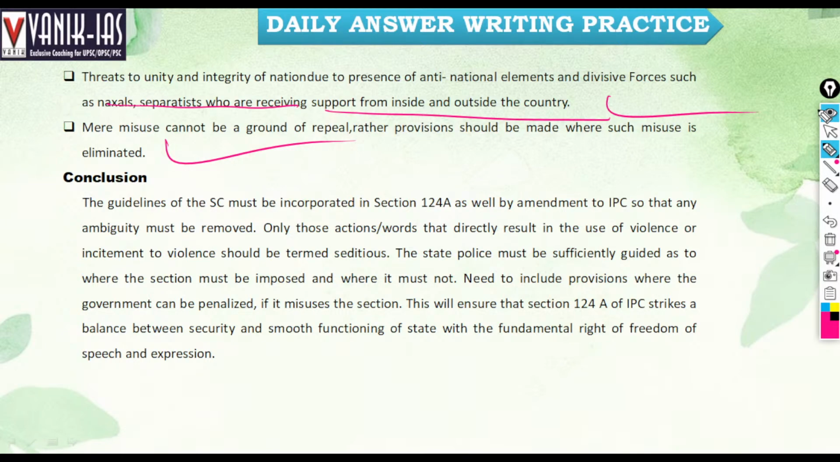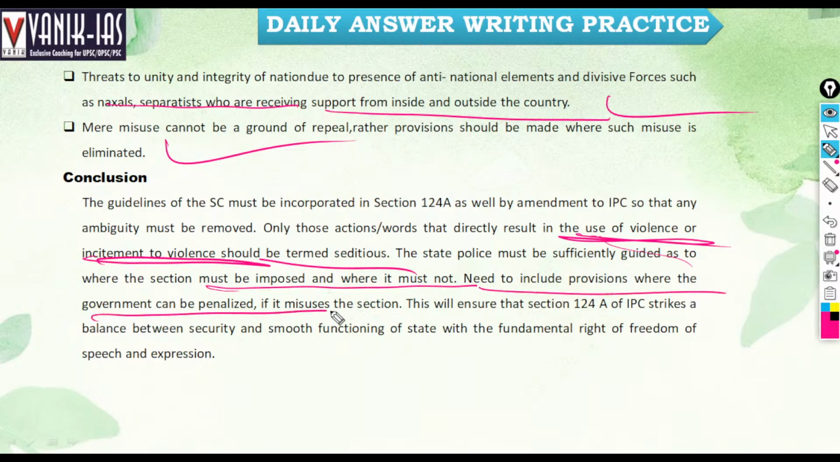Section 124A: the guidelines of the Supreme Court must be incorporated in Section 124A as well as by an amendment to the IPC, so that any ambiguity is removed. Only those actions or words that directly result in the use of violence or incitement to violence should be termed seditious. The state police must be sufficiently guided as to where the section must be imposed and where not. We need to include provisions where the government can be penalized if it misuses the sections.